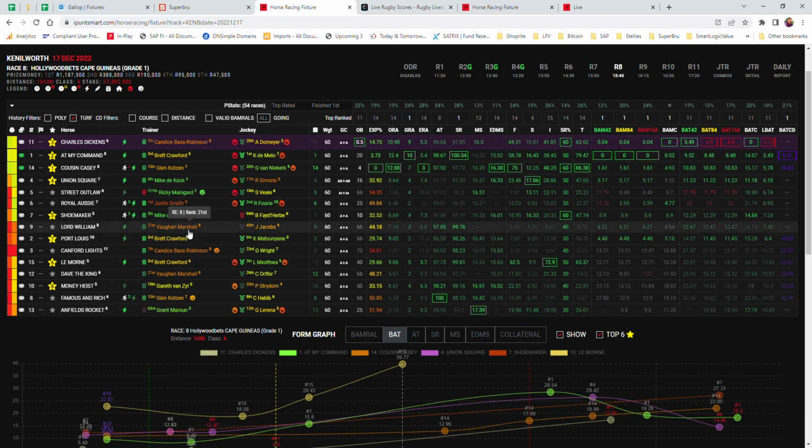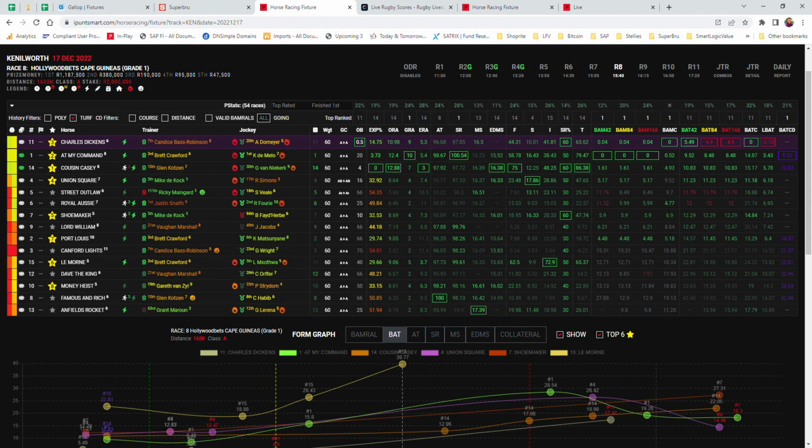Then, in the next race, Charles Dickens is on the range at 5-10. Damn, 5-10 on a horse in a field that is 14 strong. Sorry, but that sounds like a bookies collection agency to me. So I'm going to look for value. My value is going to be Cousin Casey at my command in this race.